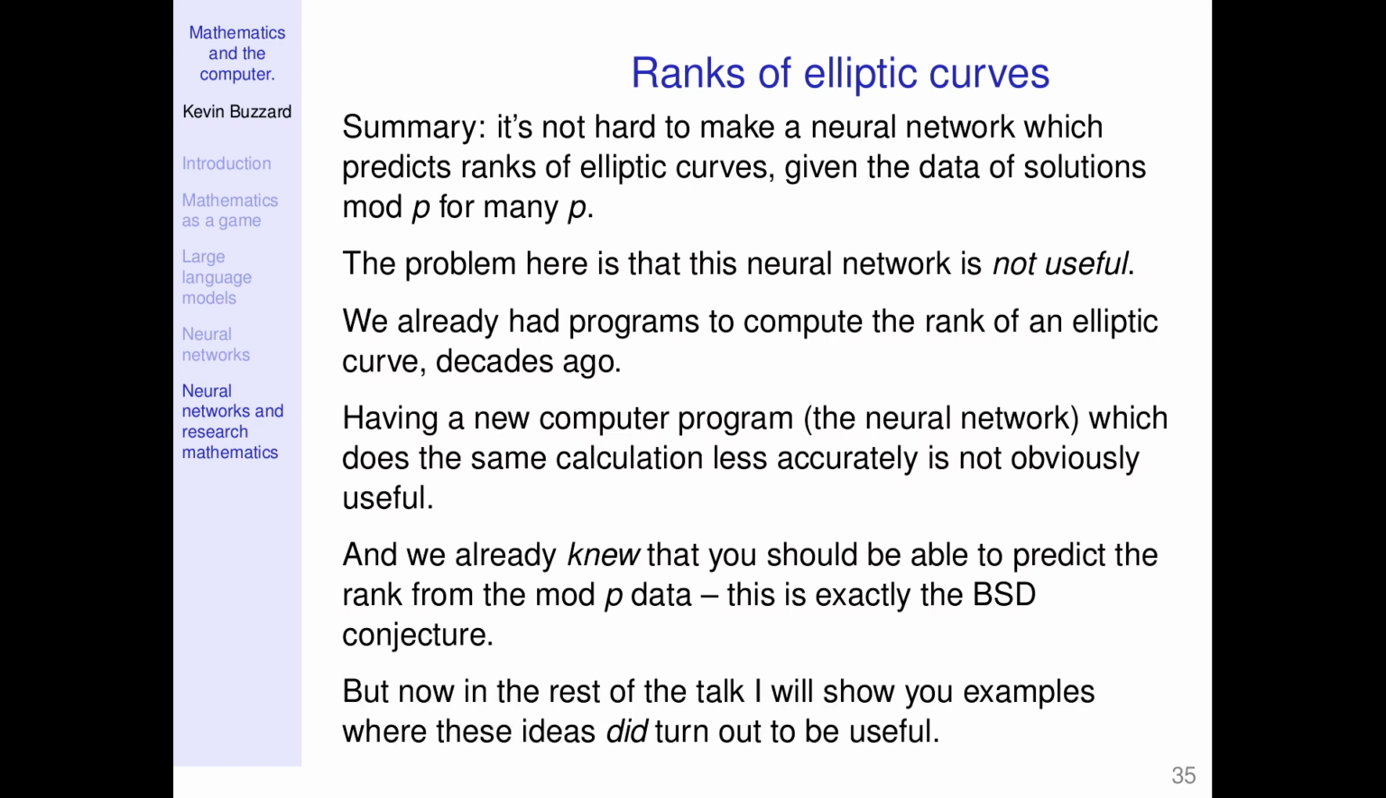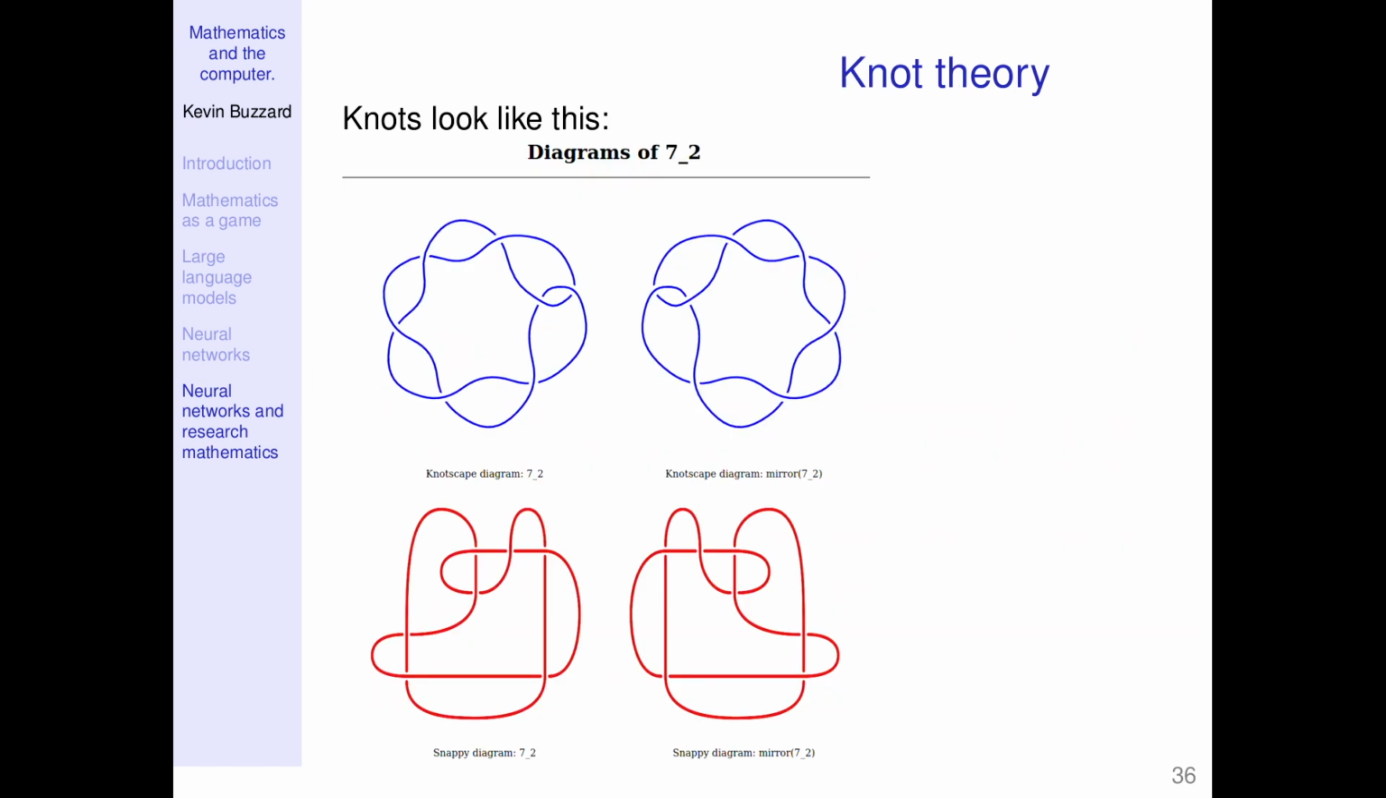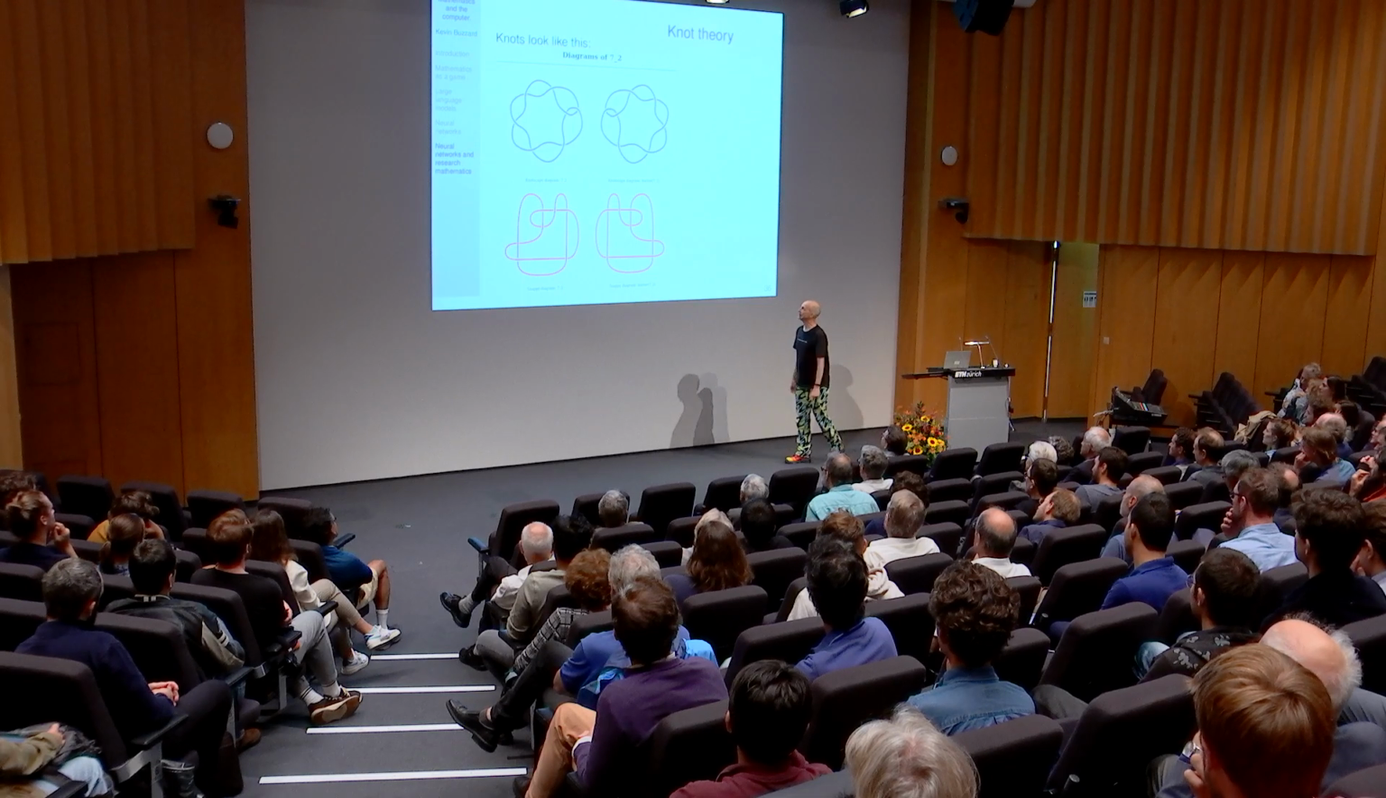I mean, we don't have a proof, but we already believed it, and now we just believe it even more. So in the last 10 minutes, I'll talk about examples where these ideas did turn out to be useful. I thought 10 minutes of harder mathematics was okay. So I'll start with knot theory. There are 4 pictures of the same knot. There are tables of knots as well, like there are tables of elliptic curves. This is knot 7-2, apparently.